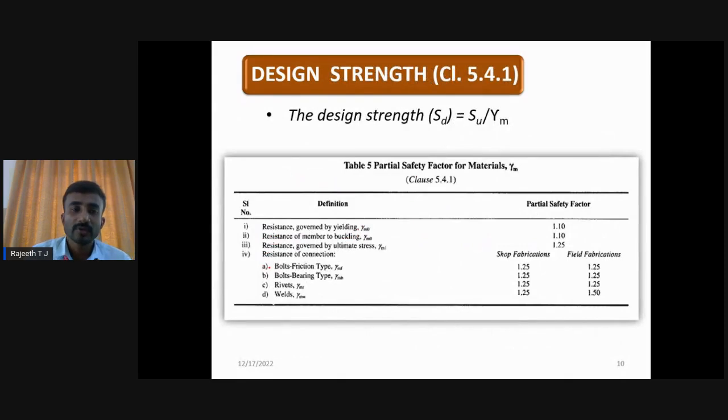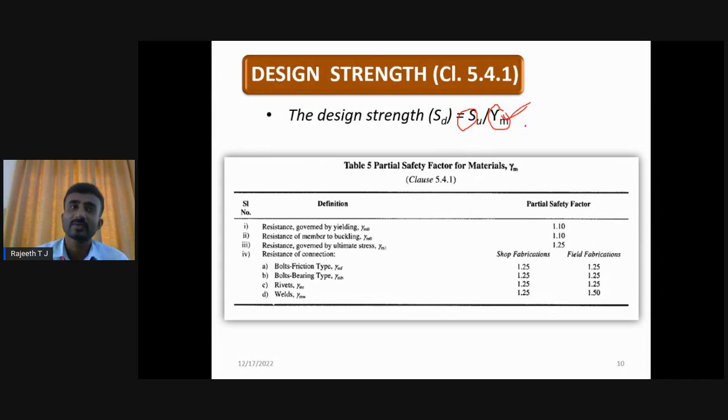When we go for design strength of the material, the design strength of the material we should take as lesser than the strength of the material, as what we studied in the materials laboratory. So if we assume the strength is SU, we need to divide by gamma M. Gamma M is the partial safety factor which will take care of the uncertainties while manufacturing the material. So that's why we are going to decrease the quality of the material by using the partial safety factor for material, that is gamma M.